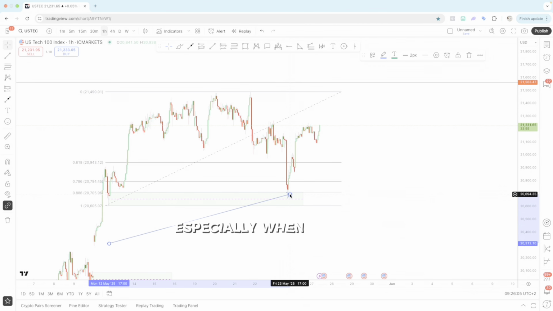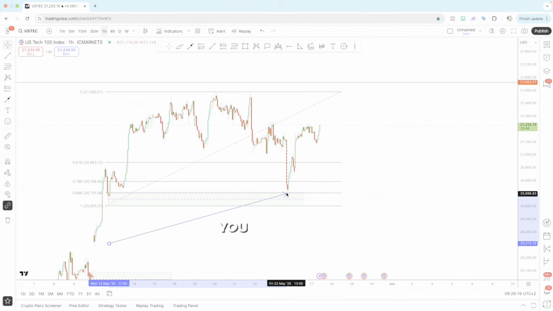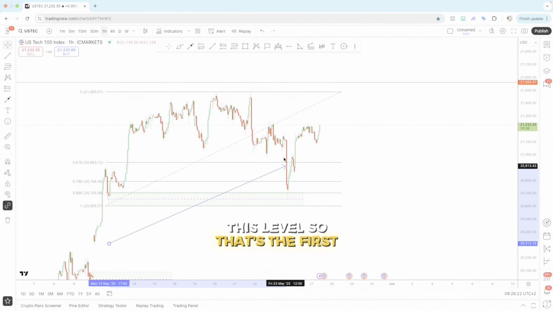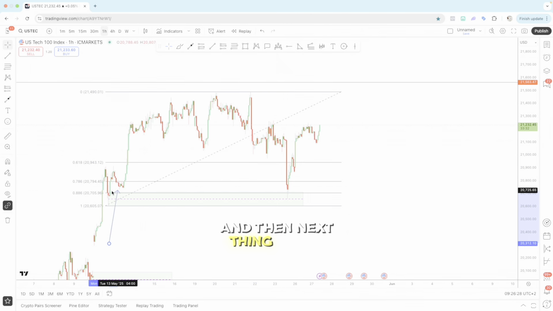At the same time, there's another advanced type of strategy that we do, especially when speaking about the Fibonacci. But if you want to learn more in detail about it, just make sure that you are in the Telegram group and you follow instructions. But yeah, you can simply see the first confluence would be, let's say for instance, we're approaching this support area, this level. The second, obviously I mentioned that we're in an upward trend, so we must not forget that upward trend. And then the next thing is this area here.